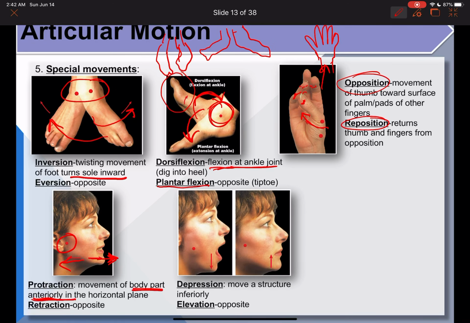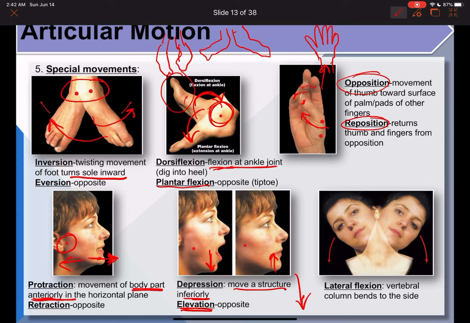Depression, elevation. So again, this is something that kind of makes sense logically. Depression means moving a structure inferiorly. Depression means going downwards, right? So that's why you move your jaw, for example, downwards if you think about our jaw joint. And then when you're moving your jaw back to closed position, you close your mouth, that's an elevation action. So depression to open your mouth, elevation to close your mouth.